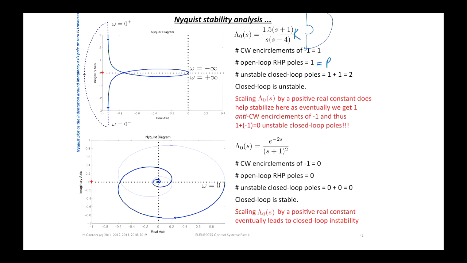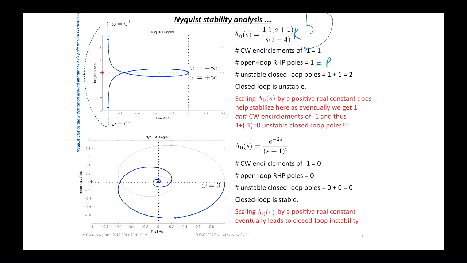Just as a final example, let's have a look at this. e to the minus 2s on (s plus 1) squared. So this is an irrational transfer function. We're just keeping track of phases of a function when evaluated along a contour. It doesn't really have to be rational. Okay. When do we get things that look like that? Well, this is the transfer function for a delay.